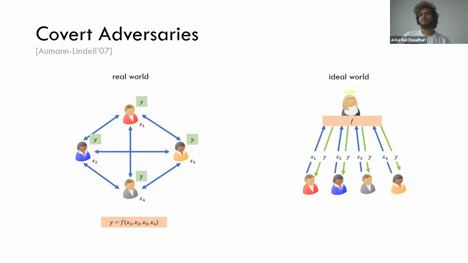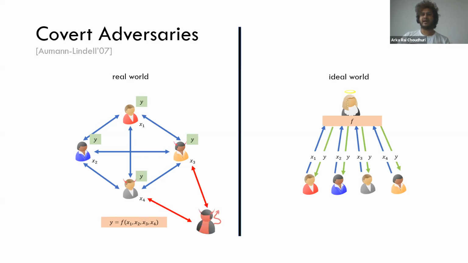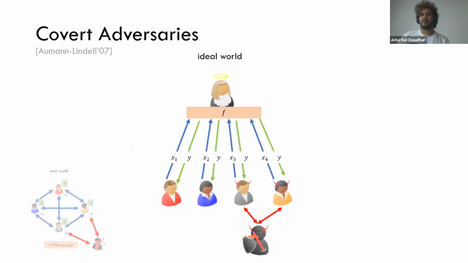And we say a protocol in the real world is secure if for any adversary corrupting parties in the real world, there is a corresponding adversary that corrupts the same parties in the ideal world. So this is the typical notion of security. The covert adversary notion gives the adversary a little more power, and this was introduced by Aumann and Lindell. Here the adversary can send a special cheat message to the trusted functionality, upon which the trusted functionality collects all the honest parties' inputs and sends them to the adversary.